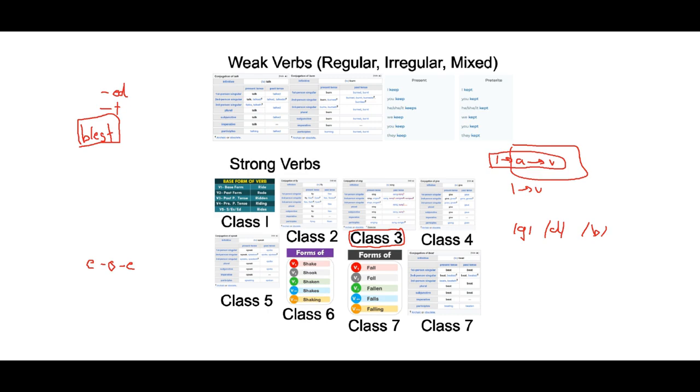So yeah, those are like the verbs of English. I think they're pretty cool. And yeah, so that's kind of it.